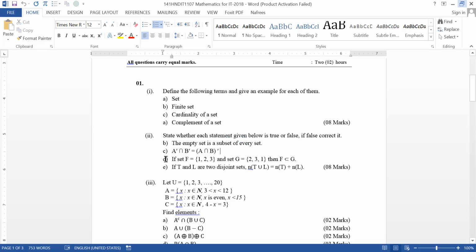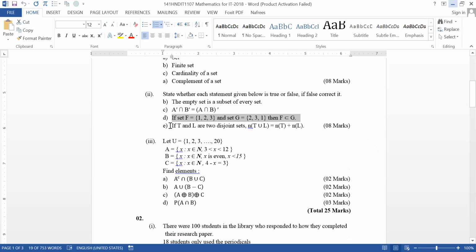And look at the third one. Is it correct or wrong? If set F is equal to 1, 2, 3 and set G is equal to 2, 3, 1, then F is a subset of G. Is it true or false? Okay, fine, good.